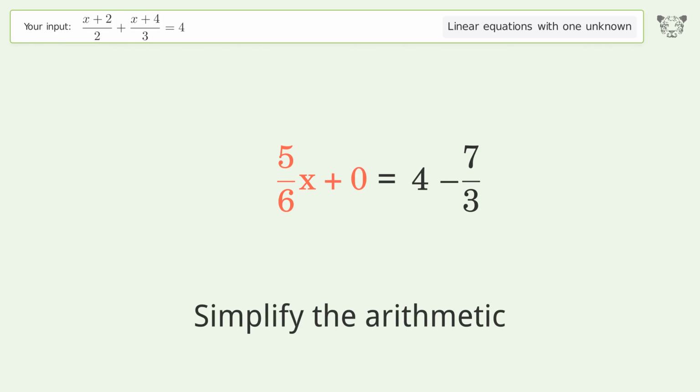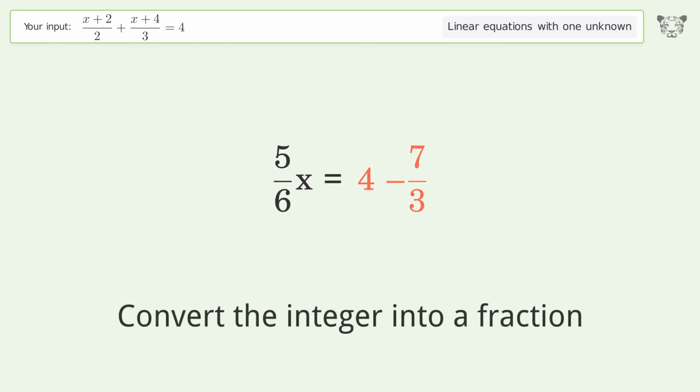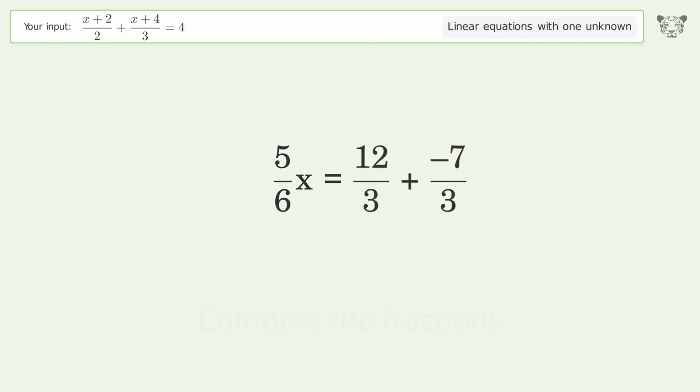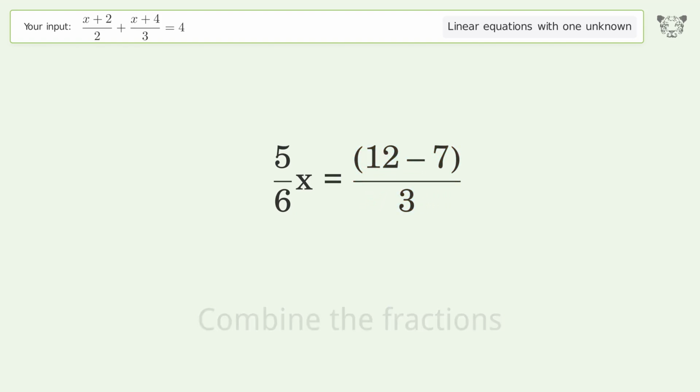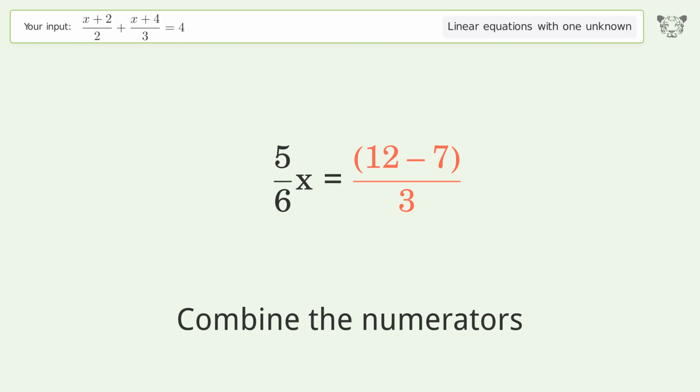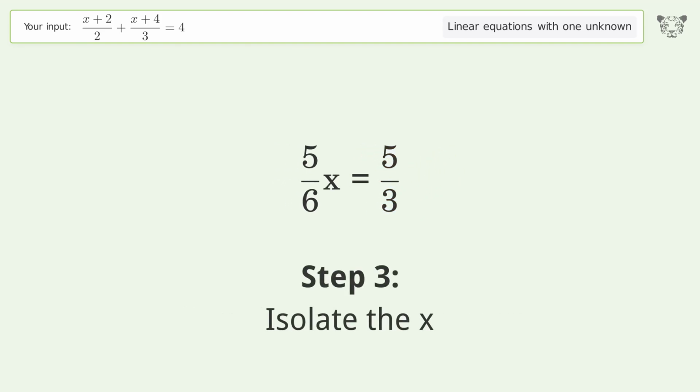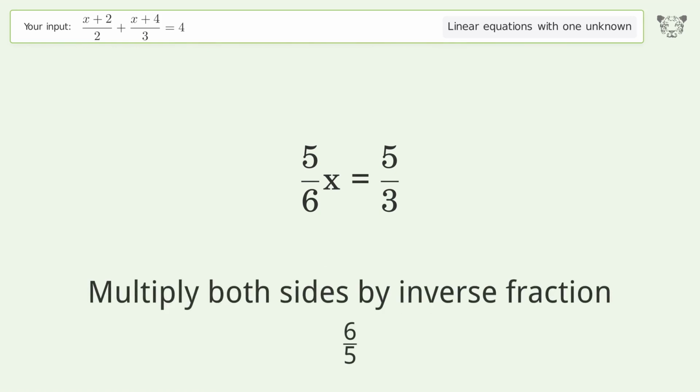Simplify the arithmetic. Convert the integer into a fraction. Combine the fractions. Combine the numerators. Isolate the x. Multiply both sides by inverse fraction 6/5.